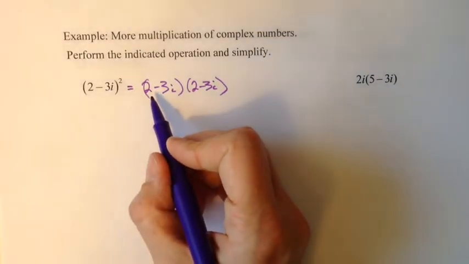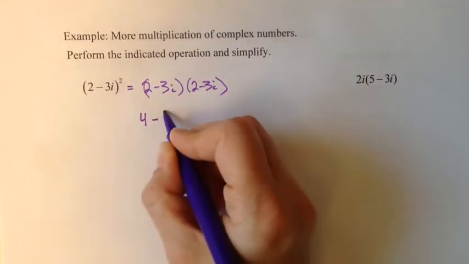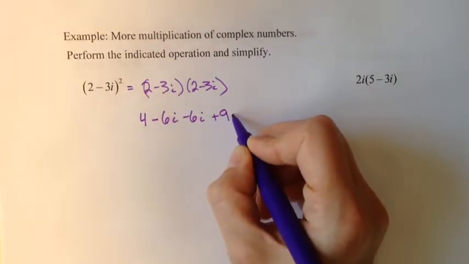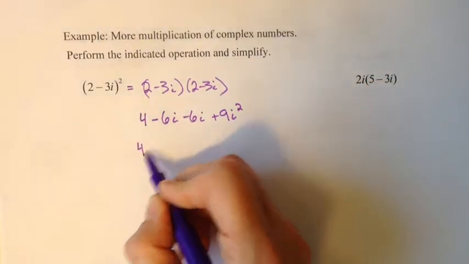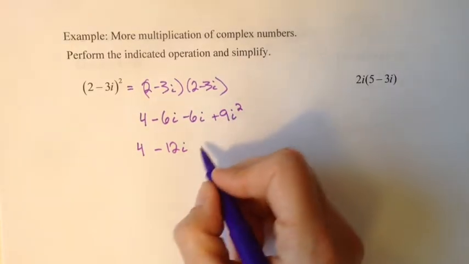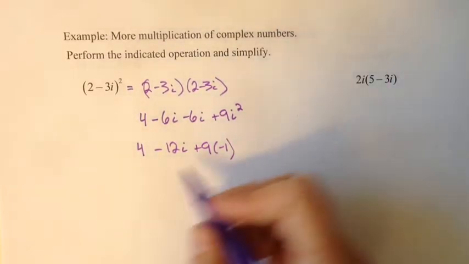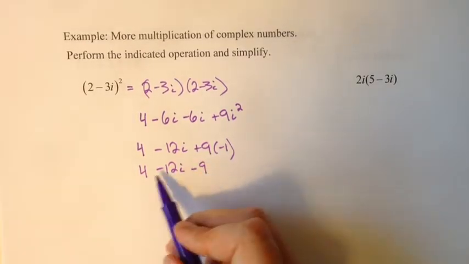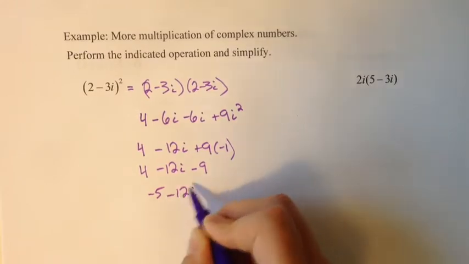So here I have 2 times 2 to be 4, 2 times negative 3i to be negative 6i, and then another negative 6i, and then a plus 9i squared. Now I start simplifying and combining like terms. I have a 4, a negative 12i, and then this 9 times i squared will actually end up becoming 9 times negative 1. So now I've got 4, negative 12i, and minus 9. 4 and negative 9 add together to be negative 5, so negative 5 minus 12i.